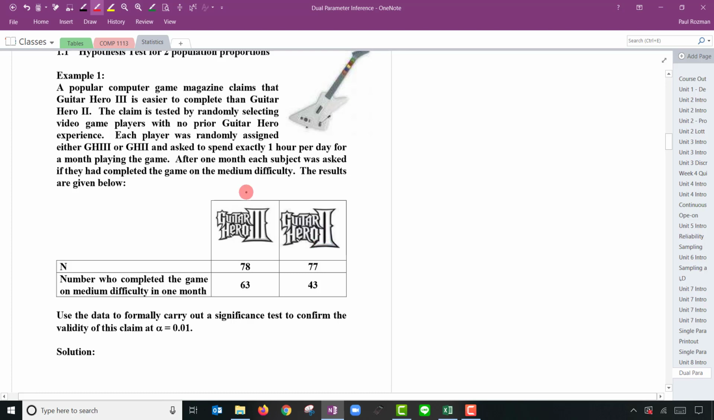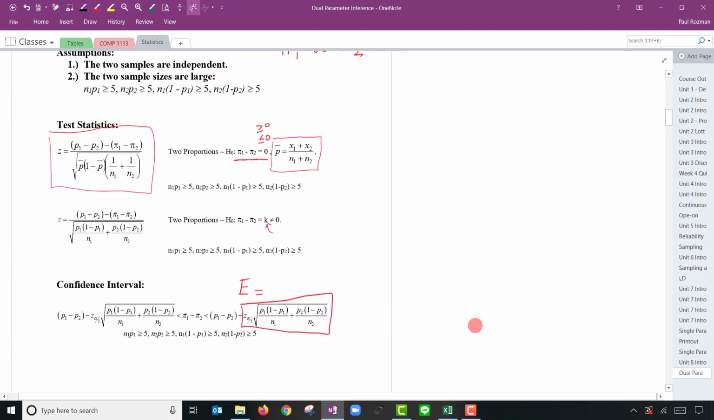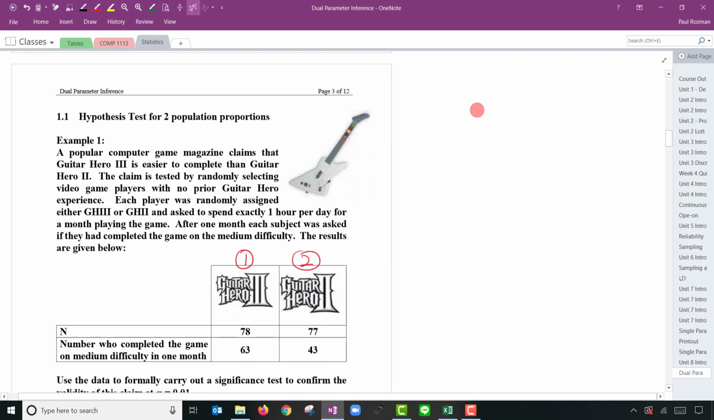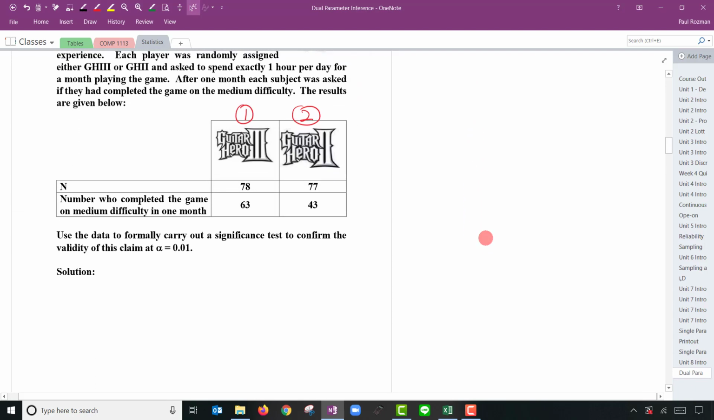I'm going to call Guitar Hero 3 players group number 1, and I'm going to call Guitar Hero 2 players group number 2. Remember from our formula, we had all these subscripts, group 1 and group 2. So just so I don't get confused along the way, I want to make sure I label them. It's easy to start calling them the wrong thing; if I called Guitar Hero 2 group 1, for example, it might have been confusing. Let's run through our steps here.